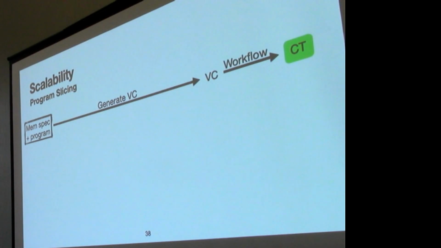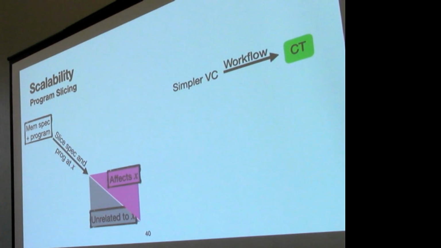And VCs have the tendency to become very complex, very fast, so it would be great if we had a way to get a simpler VC. And program slicing allows us to do exactly that, because it allows us to identify the parts of the program, or the core of the program, that actually matters to us, and drop the rest. That means we can just consider this core for the VC generation, so we get a simpler VC. We can apply the workflow, and that will be much simpler to do than with the complete program.